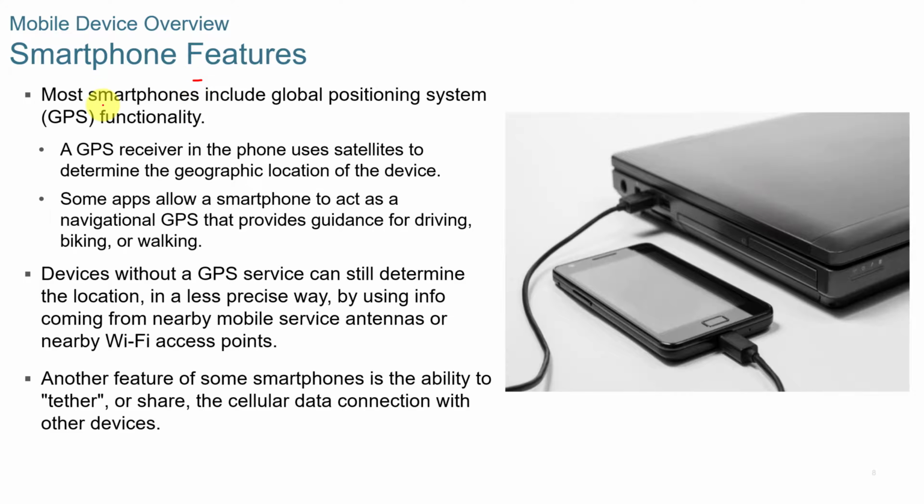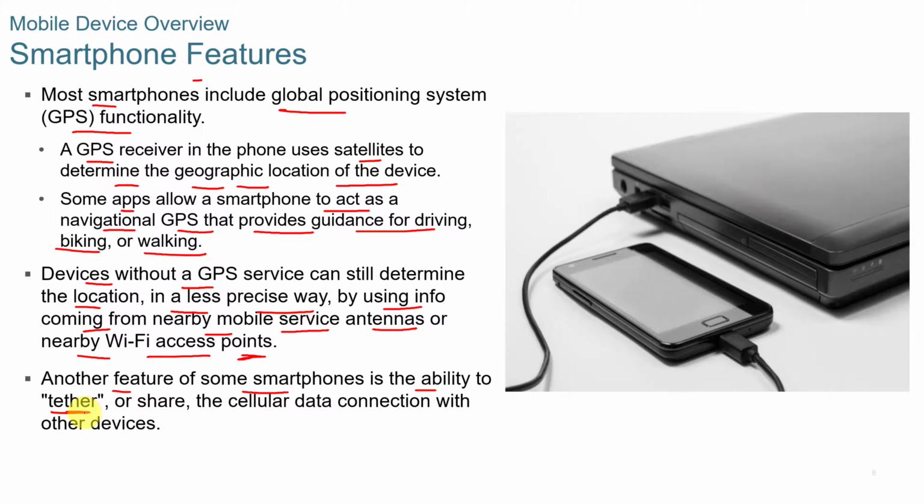Some other smartphone features. Most smartphones include a GPS system, global positioning system. A GPS receiver in the phone uses satellites to determine the geographic location of the device. Some apps allow a smartphone to act as a navigational GPS that provides guidance for driving, biking, or walking. Devices without a GPS service can still determine the location in a less precise way by using information coming from nearby mobile service antennas or nearby Wi-Fi access points. Another feature of some smartphones is the ability to tether, or share the data connection with other devices.